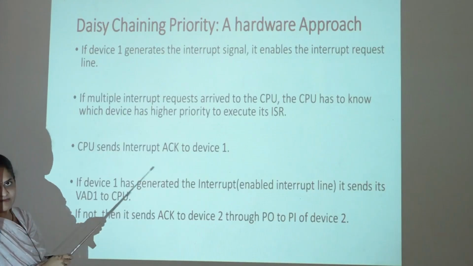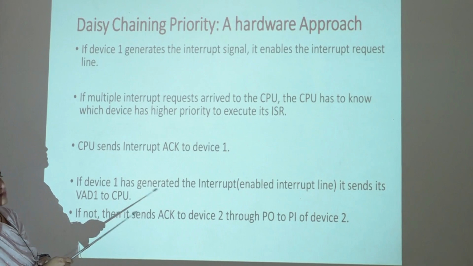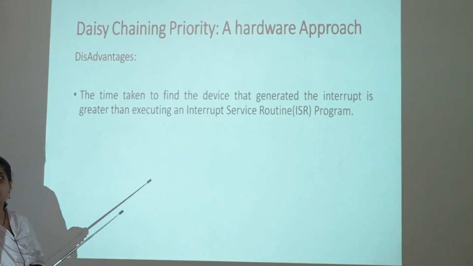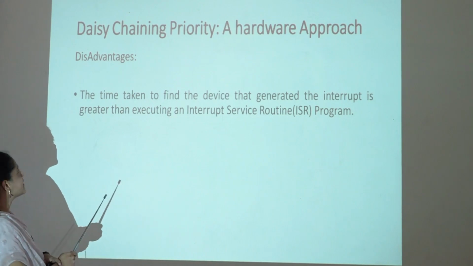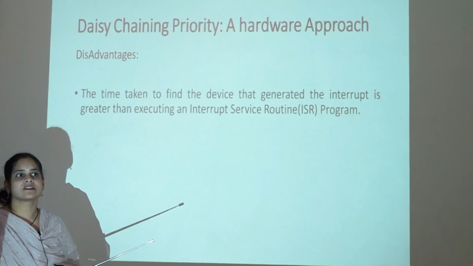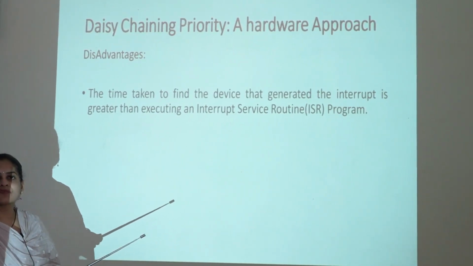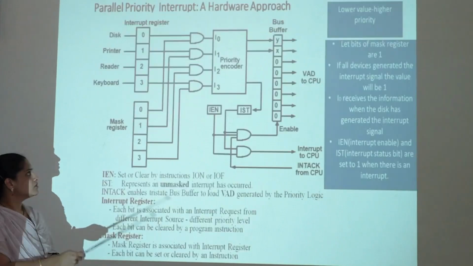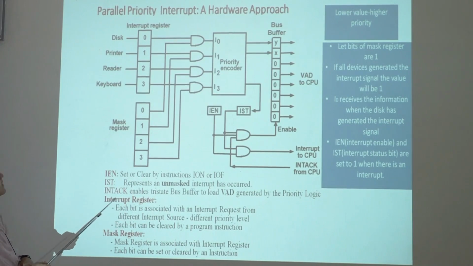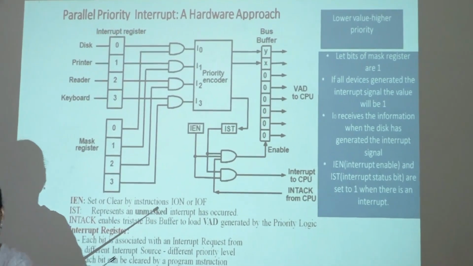Next, coming to the disadvantages of the daisy chaining priority mechanism. The same disadvantage which applies to the polling mechanism applies here also: the time taken for the CPU to find out which device has generated the interrupt will be more than the execution of an interrupt service routine program. So we go for the next type of hardware approach, which is called parallel priority interrupt, or we can also call it a parallel priority encoder.